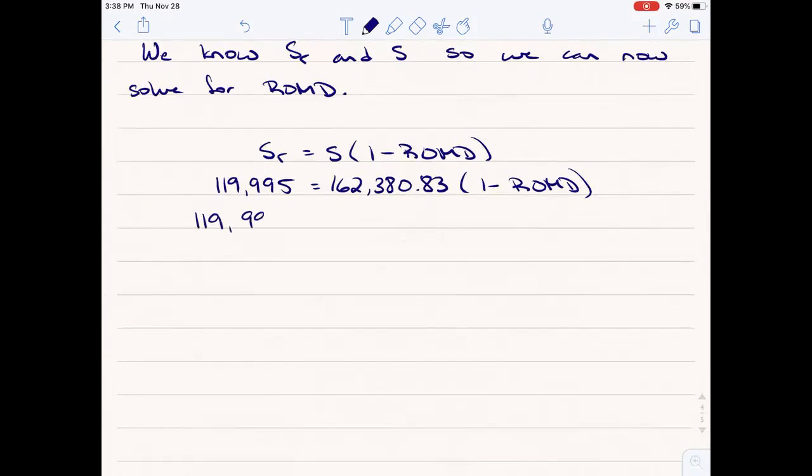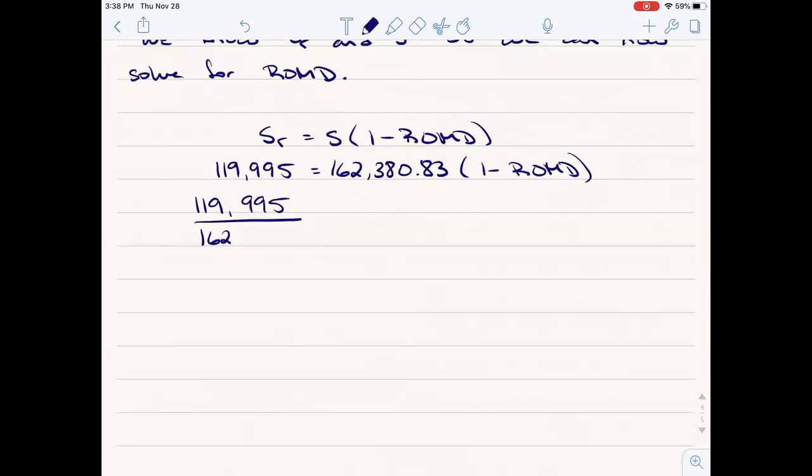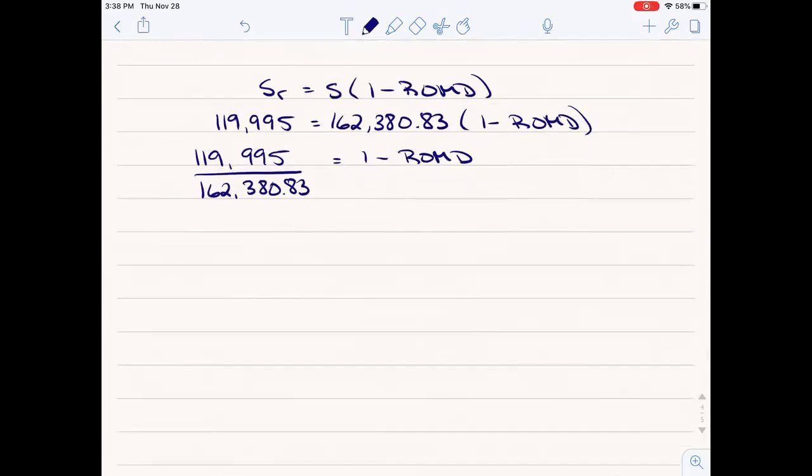Showing my work here, you don't have to. You have to show where you plug in your values and how you get there, and just hope that you got it right, I guess. The more work you show me, the more part marks I'm able to give you, right, if it's wrong. So 119,995 over 162,380.83 is 1 minus the rate of the markdown, which means that 0.738972698 is 1 minus the rate of the markdown.